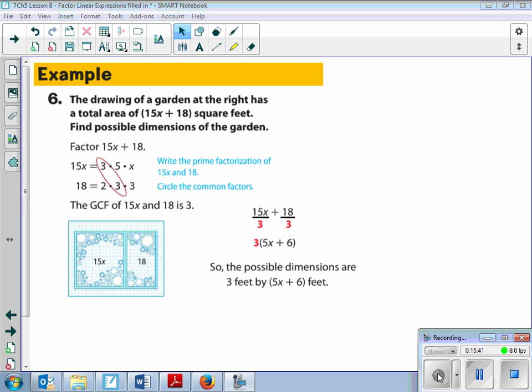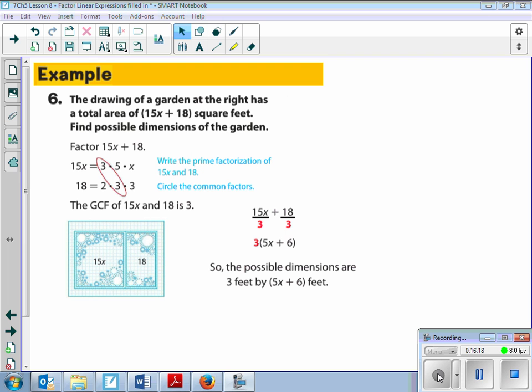All right, so example 6 says the drawing of a garden at the right, well, down below, has a total area of 15x plus 18 square feet. Find the possible dimensions of the garden. Now remember, when we're looking for possible dimensions, we're looking for length times width. So we want to know what number we can multiply times the other. In order to do that, we are going to find the GCF and factor it out. So that GCF will be either the length or the width, and then what's left will be the other.